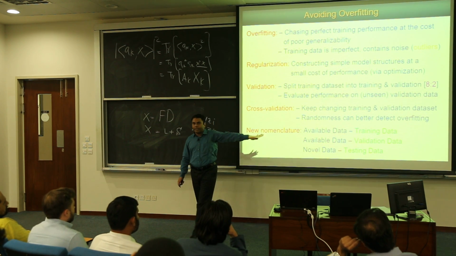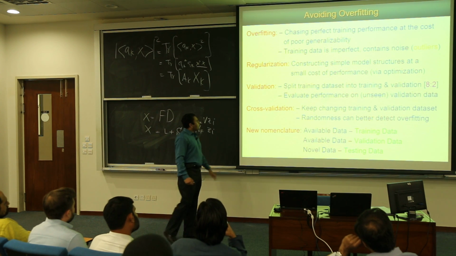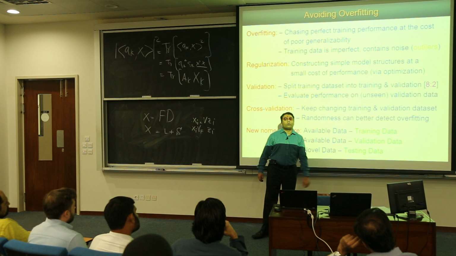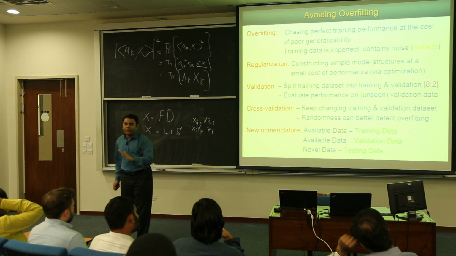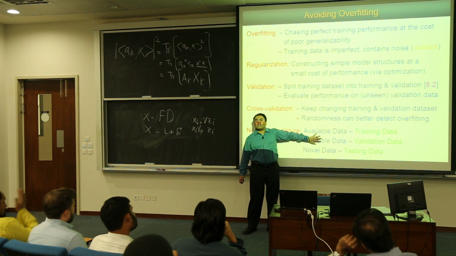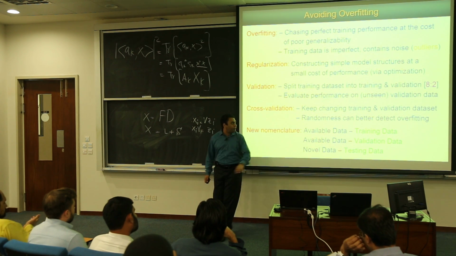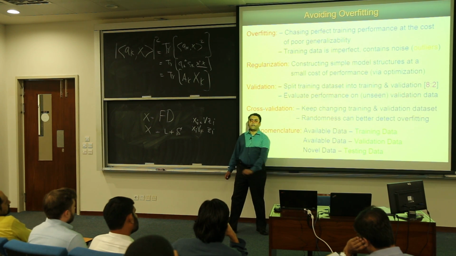So validation we just studied, because that's what we did in the ovarian cancer example. Now we have a new nomenclature. Initially we had training data and testing data, that's all. Now we are saying we are not going to touch this novel data, but we are going to split my training data into two components. Both are completely annotated. One is training data, one is validation data.